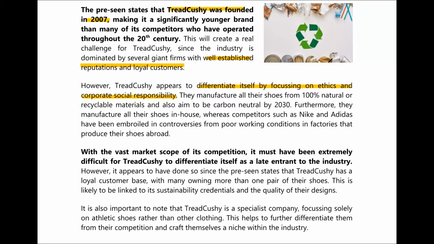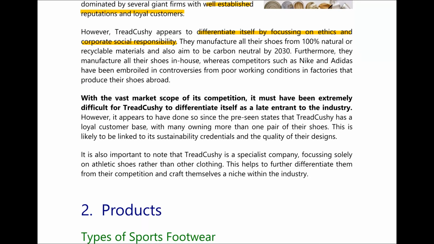Ethics are not something which brands like Nike and Adidas are particularly known for. They've been embroiled in controversies around poor working conditions in factories that they produce their shoes in. So the vast amount of competition present in this industry means that it must have been extremely difficult for TreadCushy to differentiate itself. However, as we can see in the pre-seen, they do have a fairly loyal customer base. This is very likely to be linked to their sustainability credentials and also the quality of their designs.